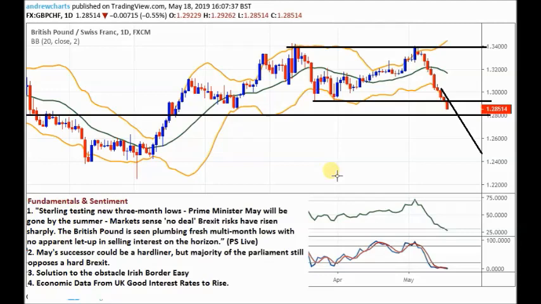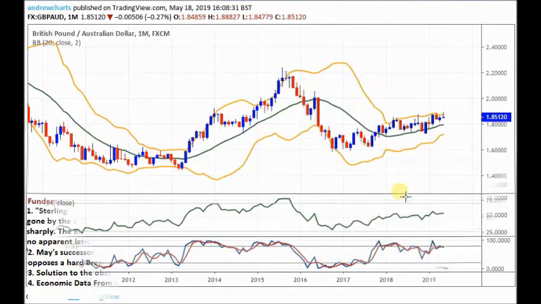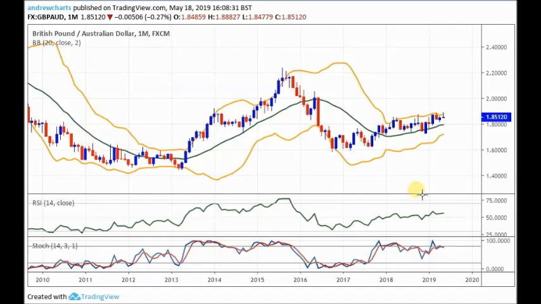Right, let's now shift to our next pair, which is going to be GBP AUD. Right, we're on the GBP AUD. I'm looking at the monthly chart first of all. And the reason for this is because in terms of GBP CHF, I see that as kind of a swing trade back to the highs. This pair here, I see going a lot higher.